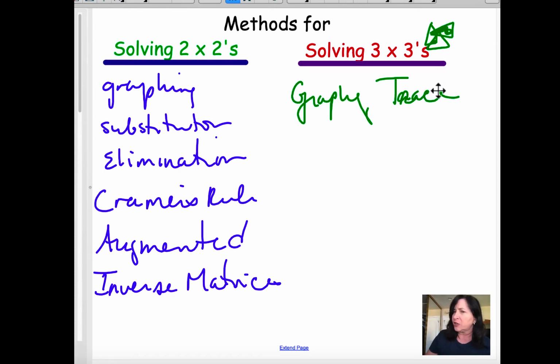So we graphed it using a trace, but just keep in mind, besides using a trace, you could also use the lines. A trace uses intercepts, and when you're using the intercepts, you're setting the other two variables equal to 0. So if I want to find the x-intercept, I set y and z equal to 0. However, I could set x equal to 0, but that's going to leave me y and z, and that's going to give me a line. And so what that does is it actually gives me three lines.